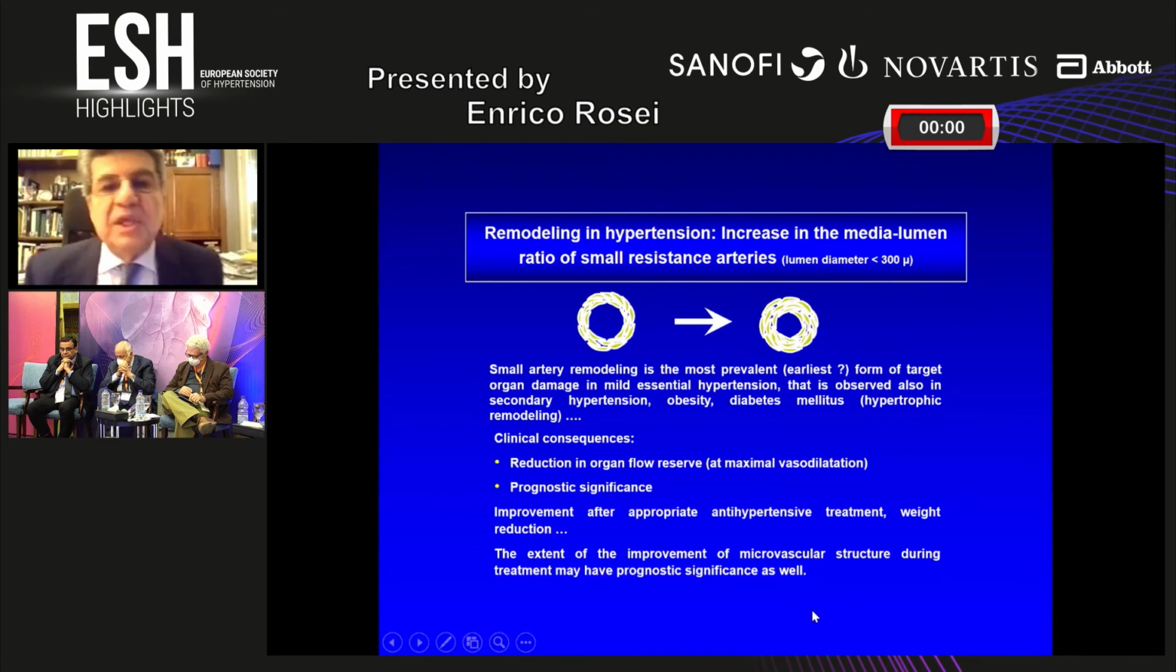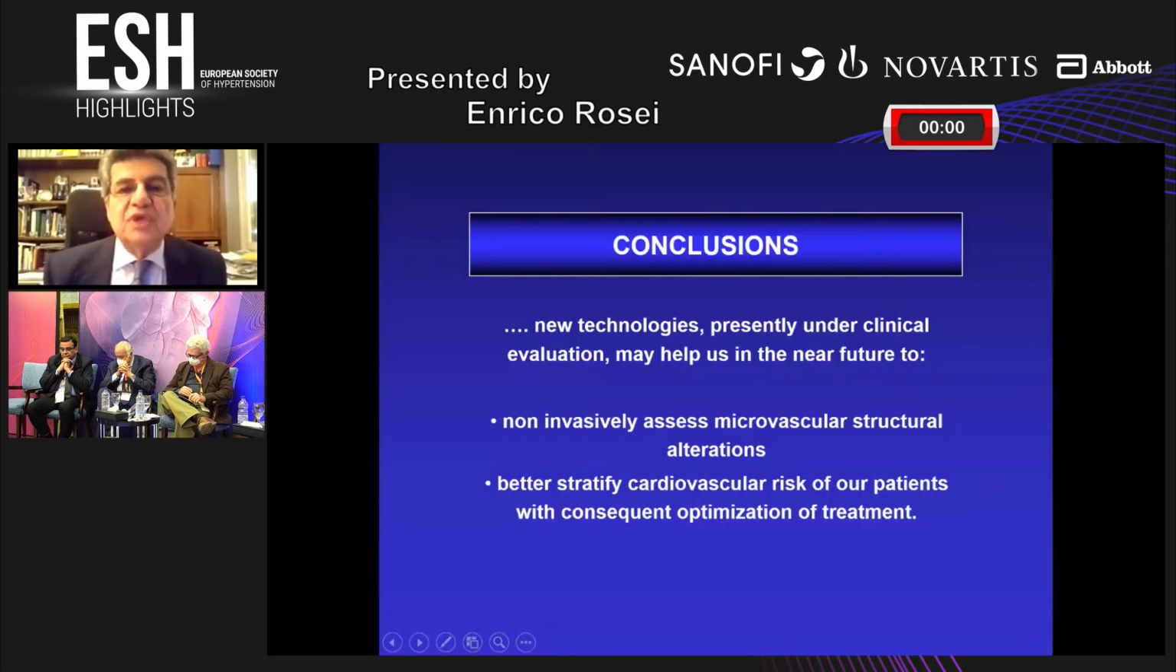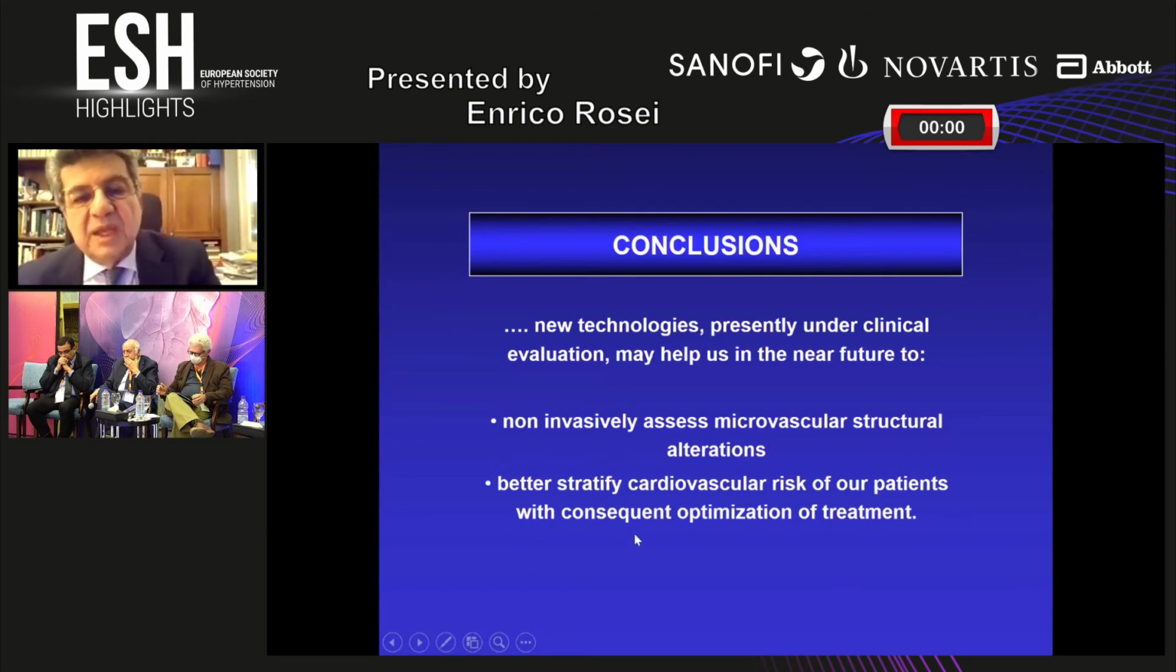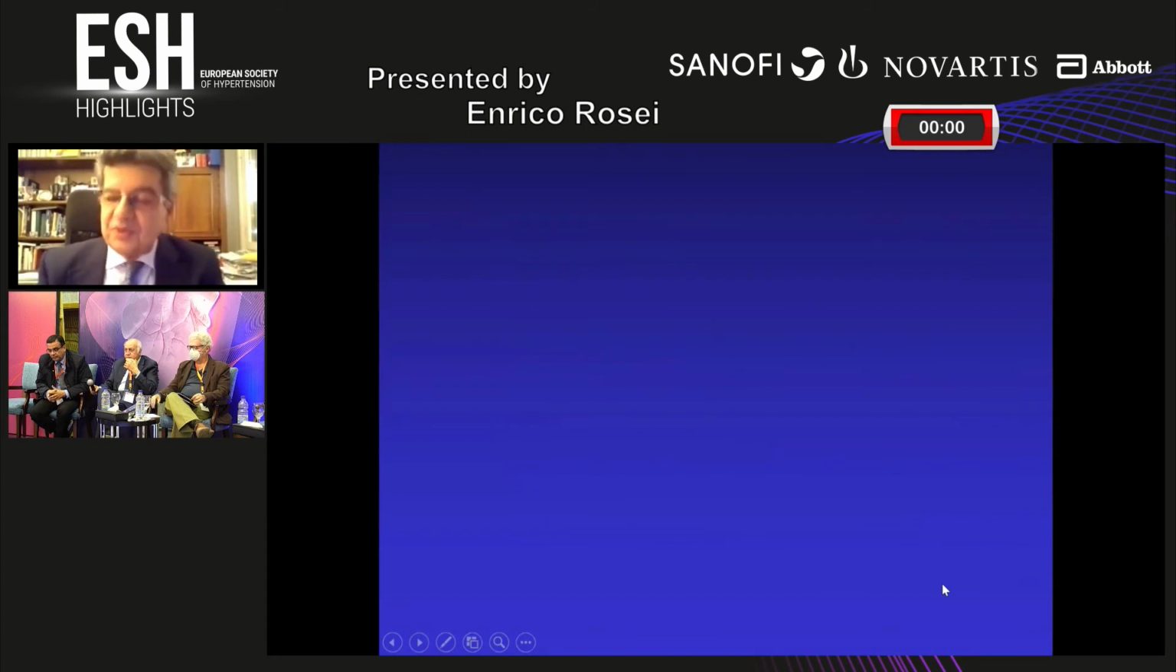We need new technologies. These new technologies may help us in the near future to assess non-invasively the microvascular structural alteration, and therefore this may permit to better stratify the cardiovascular risk of our patients, and we may have also an optimization of treatment. Thank you very much for your attention.